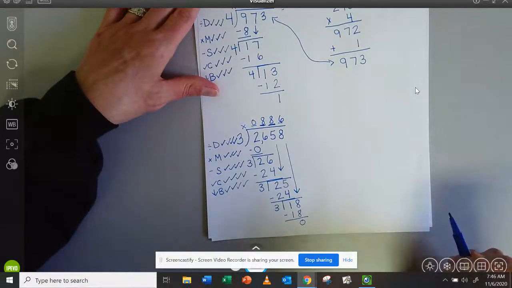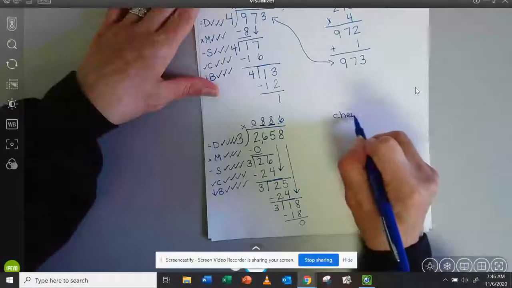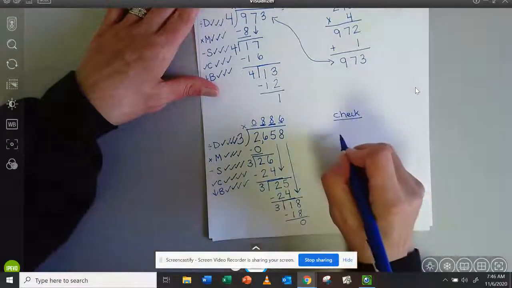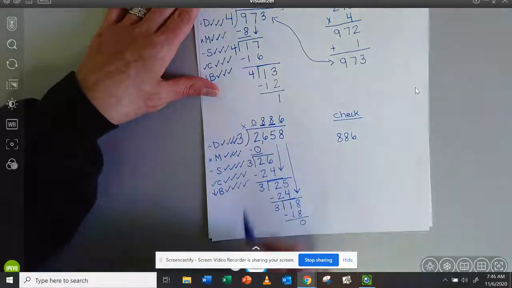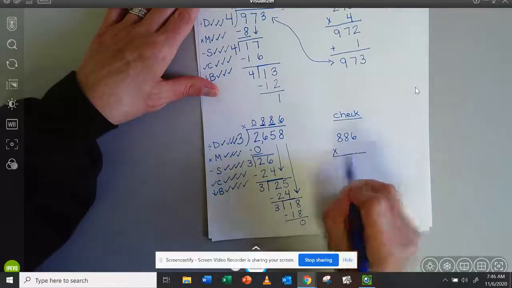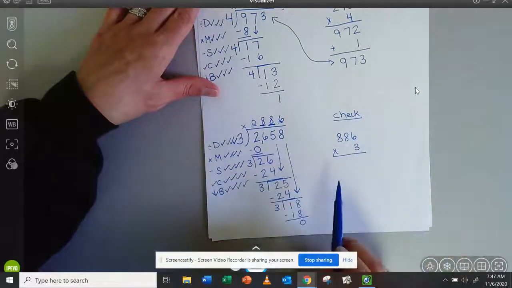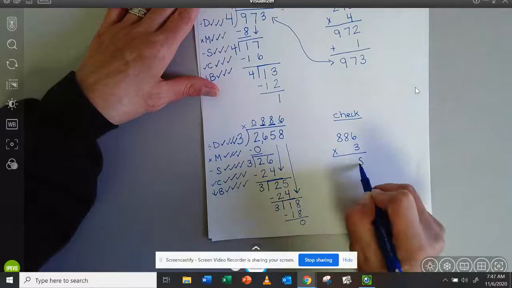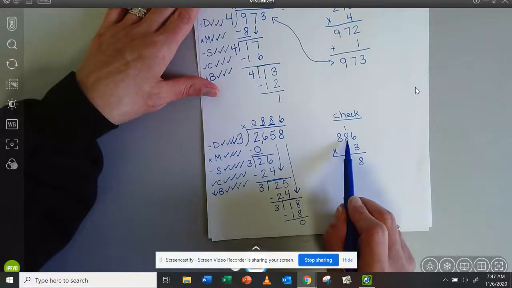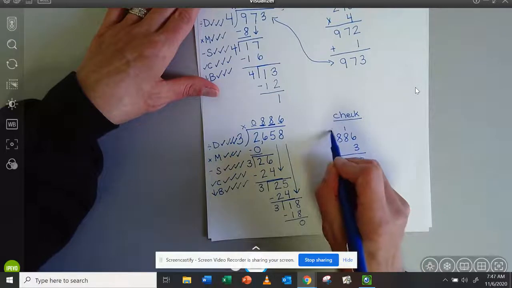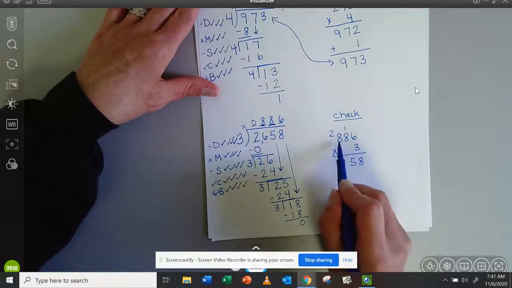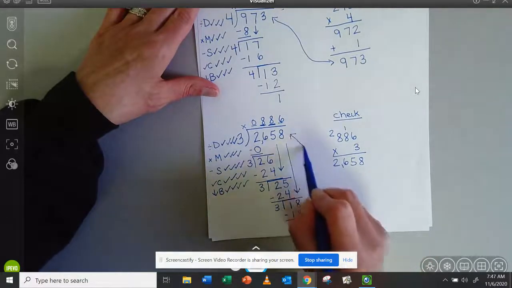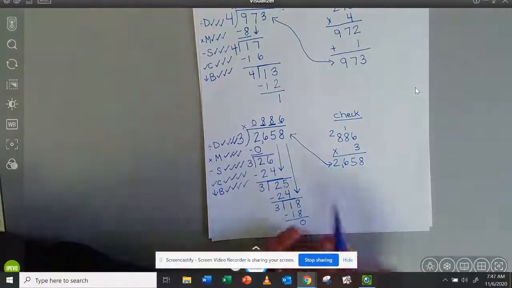So now I'm almost done. I have to check and make sure I'm correct. So off to the side, I'm going to, again, take my quotient, using the inverse operation of multiplication, and multiply it by my divisor. And I'm going to hope to get my dividend, which is 2,658. So 6 times 3 is 18, write the 8. Regroup. 3 times 8 is 24, plus 1 is 25. 3 times 8 is 24, plus 2 is 26. So I end up with 2,658, which is a match. And so my answer to this problem is 886.